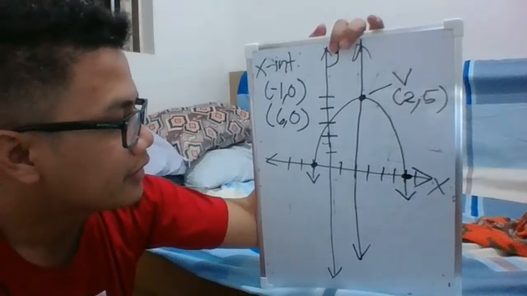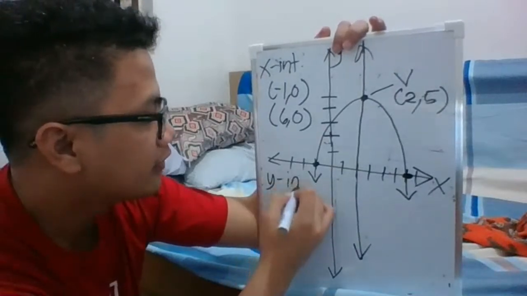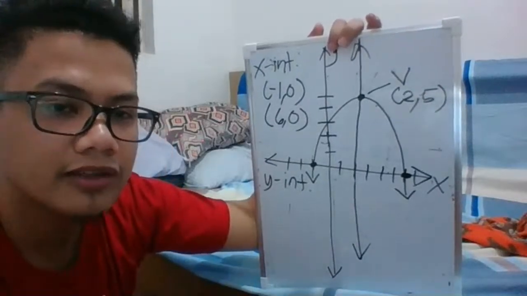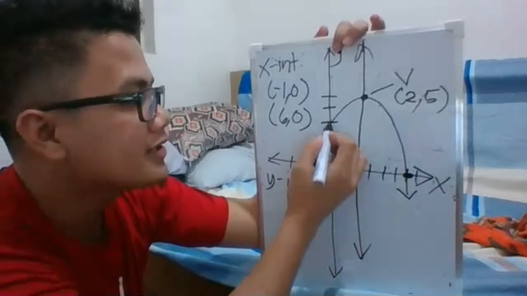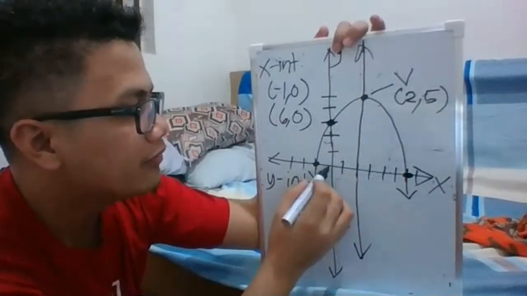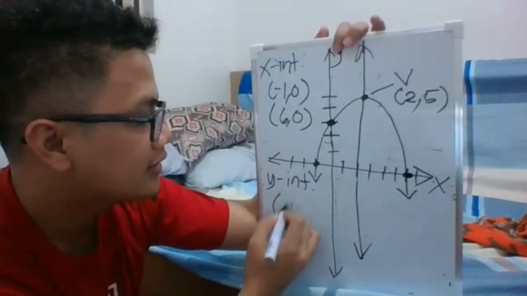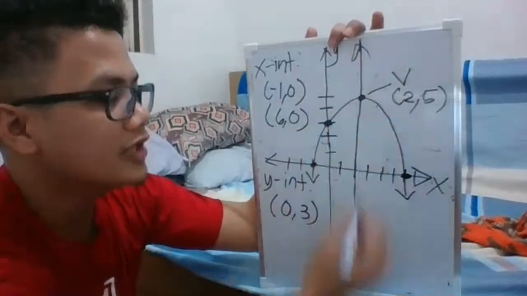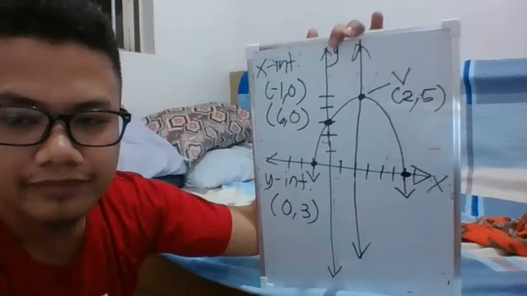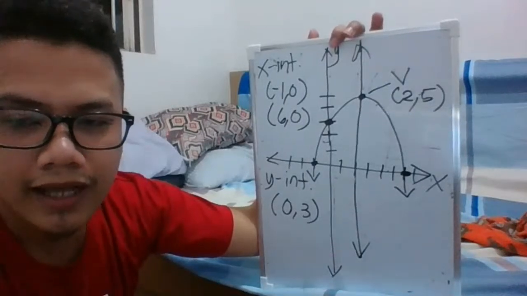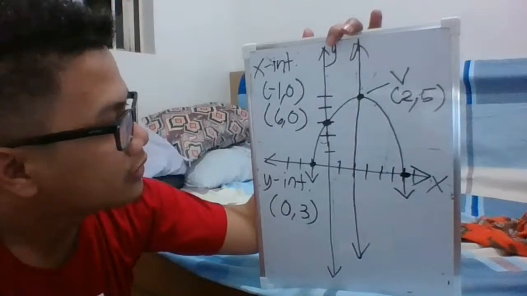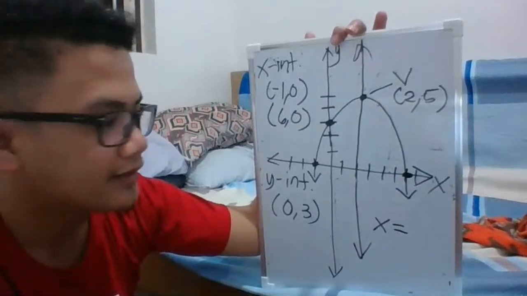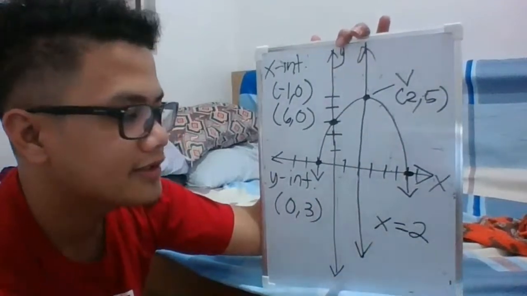Next, we also have to look for the y-intercept. Yan ang sinabi ko, kung x-intercept dumaan sa x-axis, si y-intercept naman dumaan sa y-axis dito. So we have 1, 2, 3. So that's 0, 3. Then last, we have to look for the equation ni directrix. Okay? 1, 2. Laging yun ang equation ni directrix. So 1, 2. So x is 2.